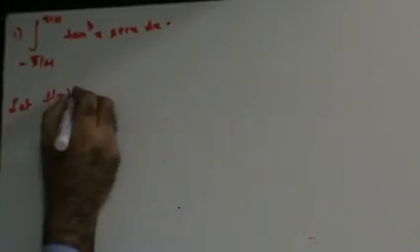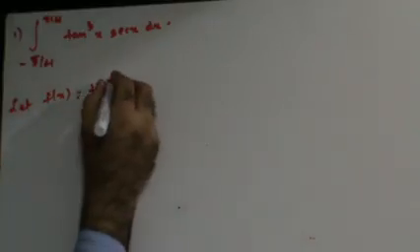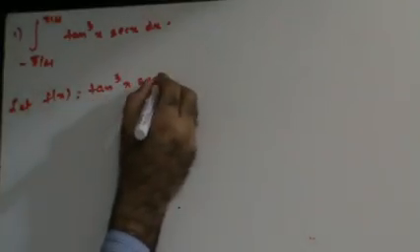Let's see the sum. Integral of minus pi by 4 to pi by 4 tan cube x sec x dx. Right? Now, first thing you would say is, let us assume that let f of x be equal to tan cube x into sec x dx.